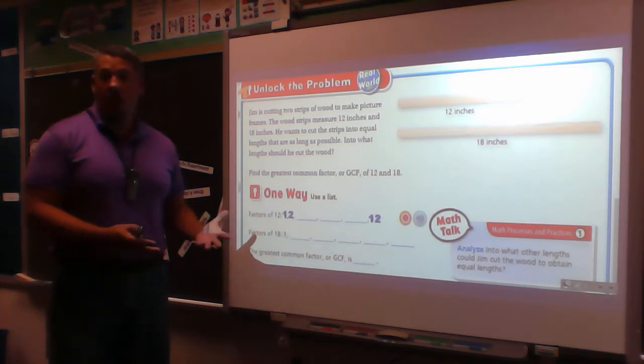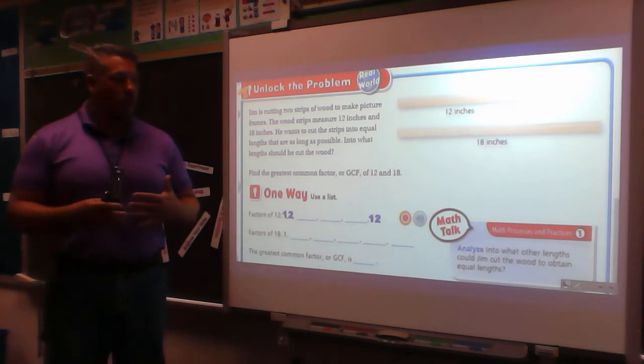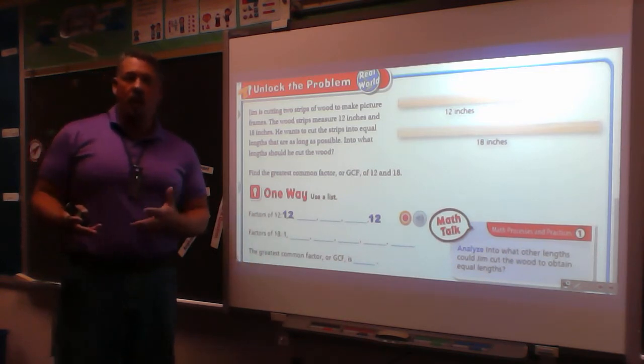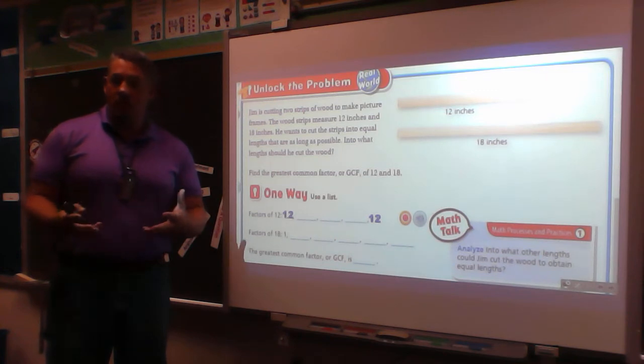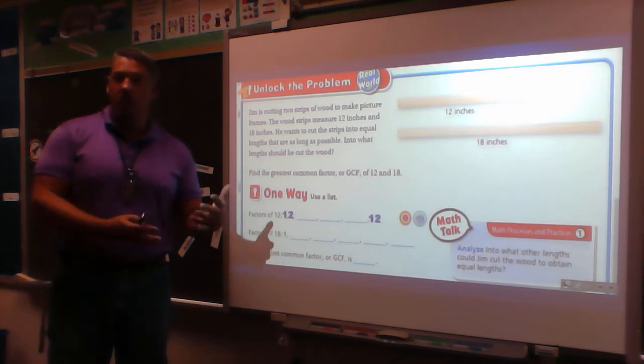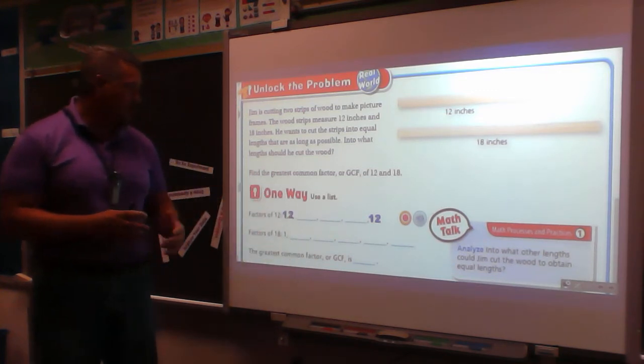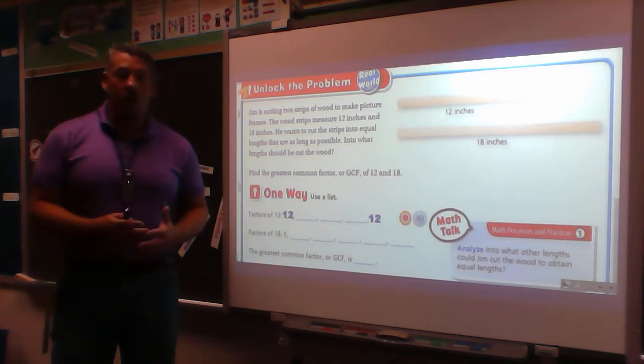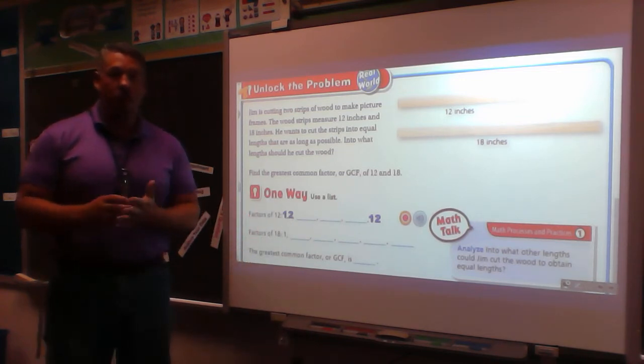And then I ask, how many times does 2 go into 12? If you're not really good at your multiplication facts, that's something that's going to be our goal in math to become better at as a class. But you can get your handy dandy calculator and type it in. 12 divided by 2 equals.